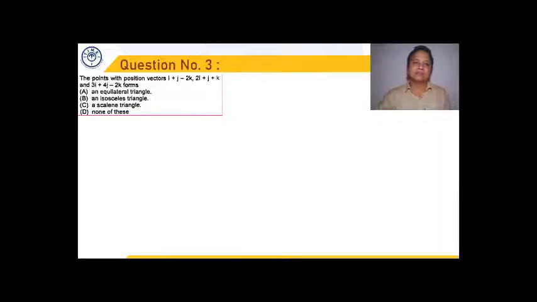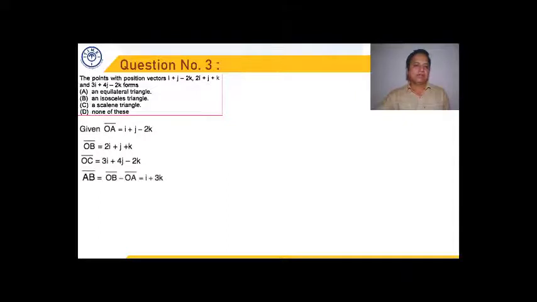So first of all, let A be the position vector with respect to origin, OA is i plus j minus 2k. OB is 2i plus j plus k. And OC is 3i plus 4j minus 2k. Now we can find AB as the position vector of B minus the position vector of A. So 2i minus i is i, j minus j cancels out, k minus of minus 2k, that is k plus 2k becomes 3k. So the AB vector comes out to be i plus 3k.